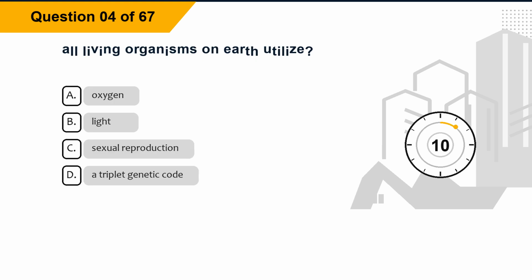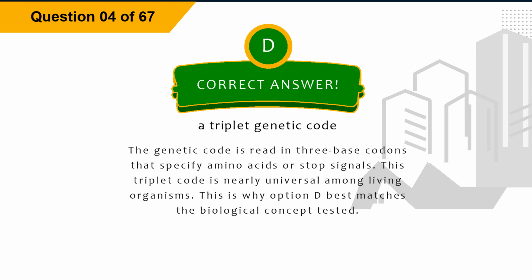Question 4. All living organisms on Earth utilize? Option A, oxygen. Option B, light. Option C, sexual reproduction. Option D, a triplet genetic code. The correct answer is option D, a triplet genetic code. Explanation. The genetic code is read in 3 base codons that specify amino acids or stop signals. This triplet code is nearly universal among living organisms. This is why option D best matches the biological concept tested.